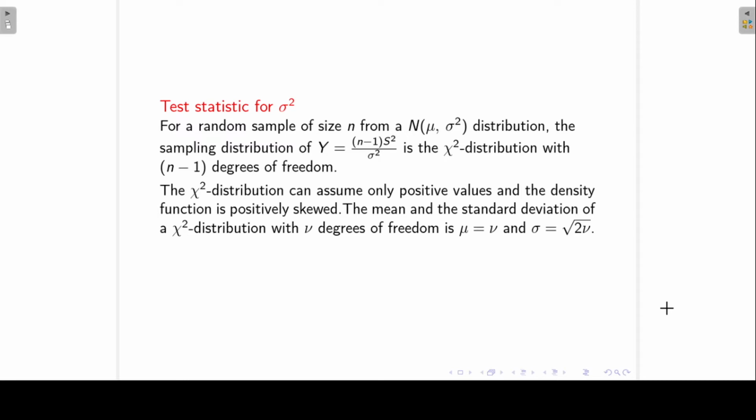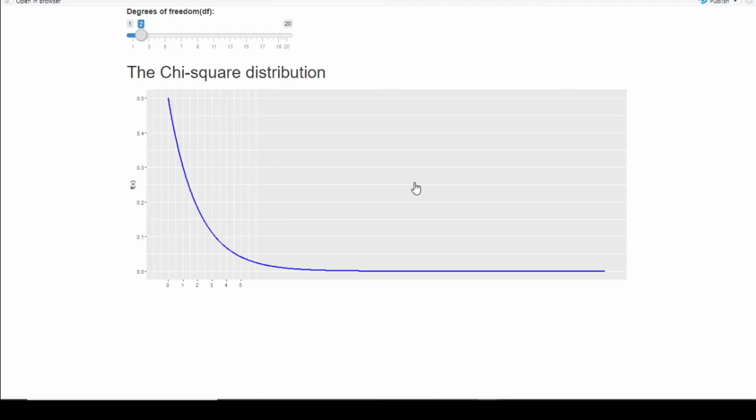So let's have a look at the chi-square distribution for different degrees of freedom. On this slide, we have the chi-square distribution with 2 degrees of freedom. Here you can see that it assumes only positive values. The horizontal axis only goes from 0. And you can see that this density is positively skewed, so it has a tail towards the right.